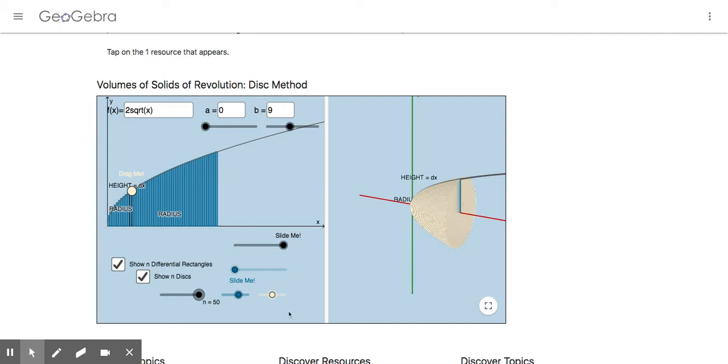So what we're going to do is integrate, instead of doing the area of a rectangle, we're going to do the volume of a cylinder, which would be pi r squared times h. But since we're using, in this case, 50 different disks, we're really trying to get that to be infinite. So therefore, the height of those disks is infinitely small, but there's infinitely many of them. Therefore, we can use the fundamental theorem.